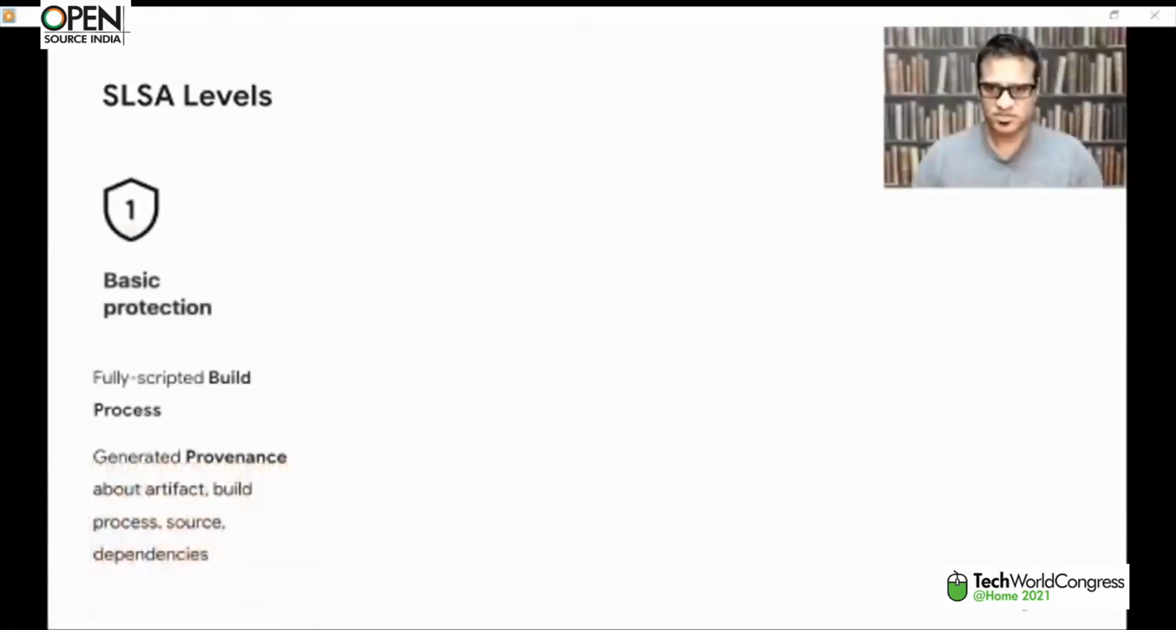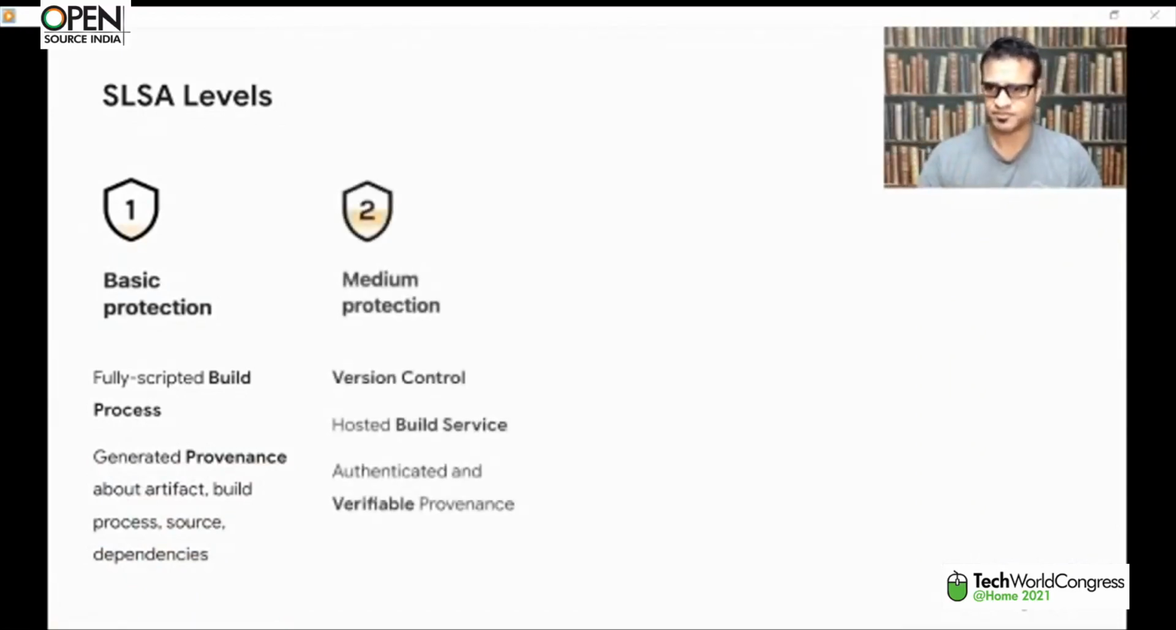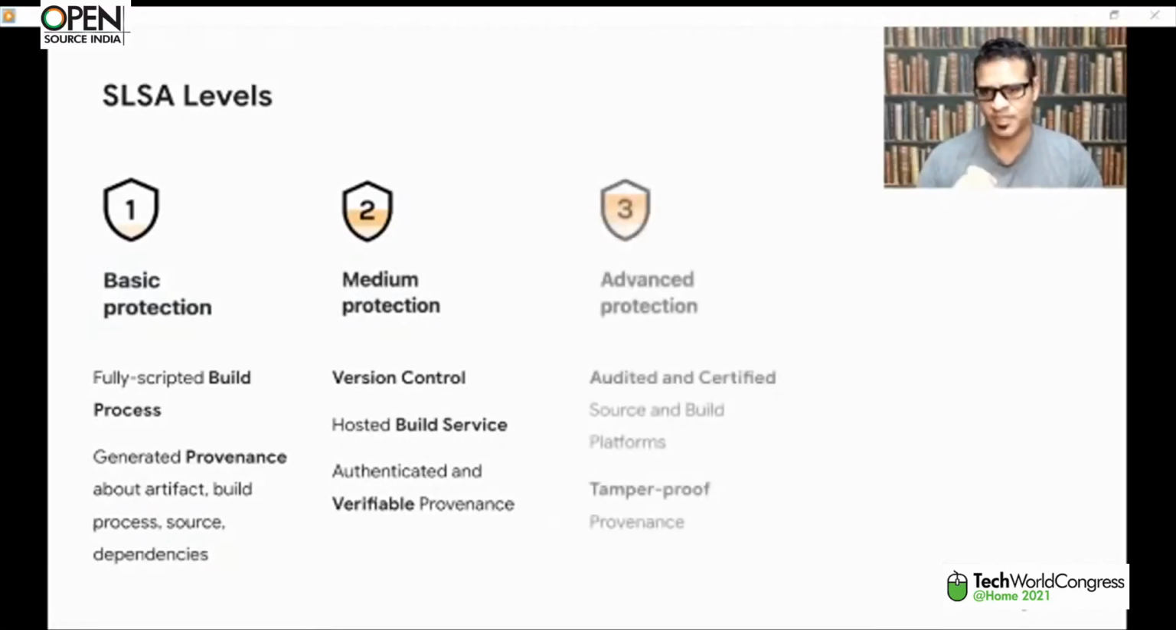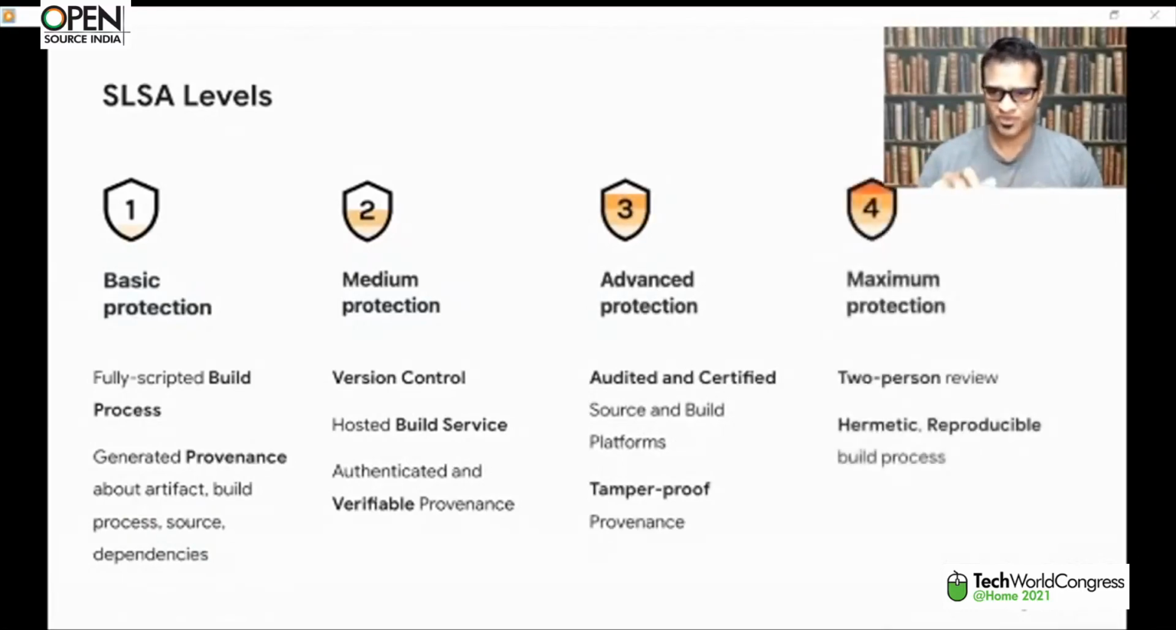So let's look at the SLSA levels. At level 1, we expect that you have a fully scripted build process. The provenance is generated and gives information about the artifact, build process, and dependencies. At level 2, all code should be version controlled. The build service must be hosted and not running on a developer's laptop. The provenance must be authenticated and verifiable. At level 3, the source and build platforms must be audited and certified, so that the provenance is tamper-proof. Finally, at level 4, all code has to go through a 2-person review process, and the build process has to be hermetic and reproducible.